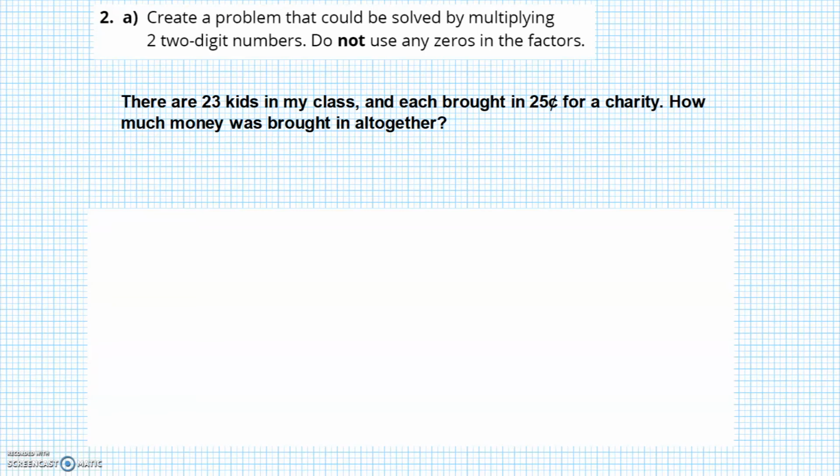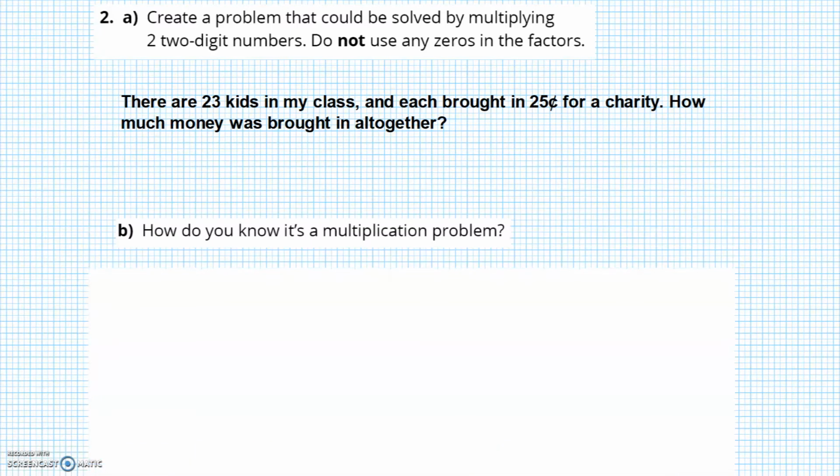We've got another problem now that says, create a problem that could be solved by multiplying two two-digit numbers and do not use any zeros in the factors. So the example that I created here is that there are 23 kids in my class, and each brought 25 cents for charity. How much money was brought in altogether? So that's my problem that I've created.